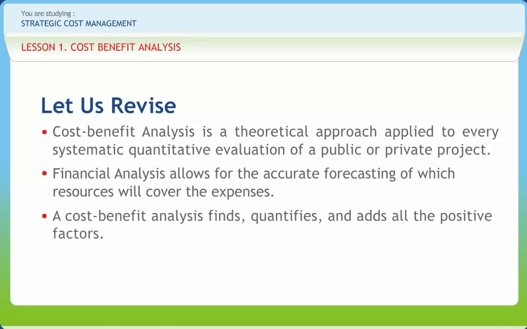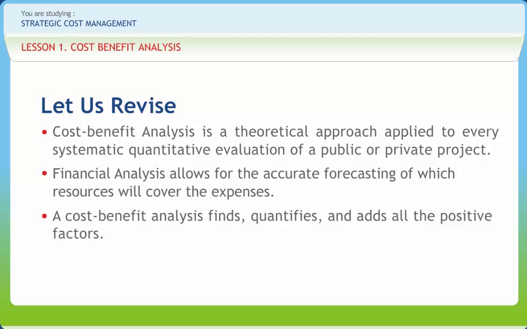A cost-benefit analysis finds, quantifies and adds all the positive factors. These are the benefits. Then it identifies, quantifies and subtracts all the negatives, the costs. The difference between the two indicates whether the planned action is advisable. The real trick to doing a cost-benefit analysis well is making sure you include all the costs and all the benefits and properly quantify them.